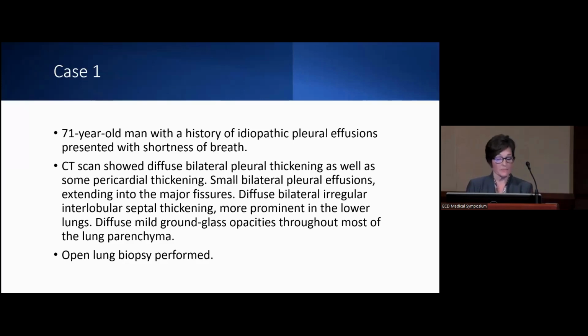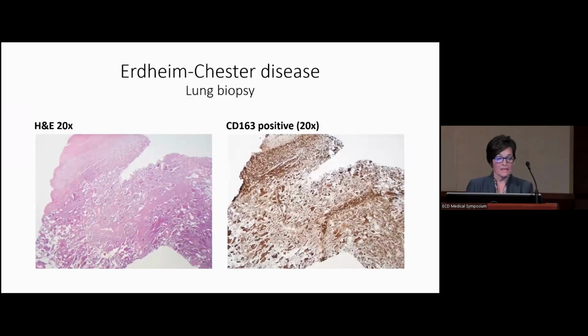So an open lung biopsy was performed. On the left, you can see a low power H&E image of the lung biopsy. Can you see my cursor on the screen? Yes, okay. So this is the pleura here. You can see it's quite thickened, goes from here to here. And then there's also thickening of these interlobular septa, you can see here.